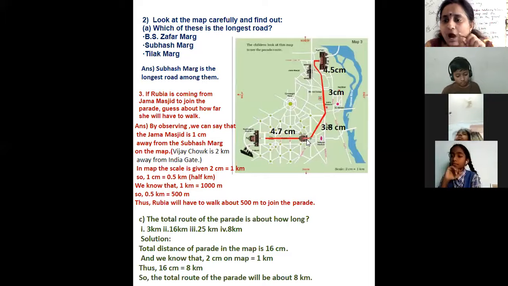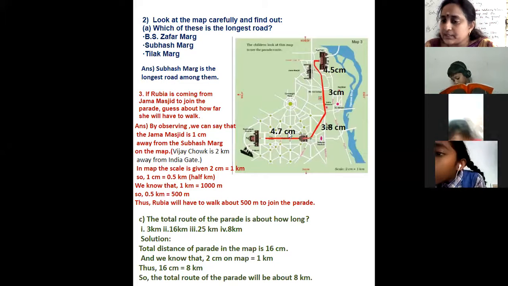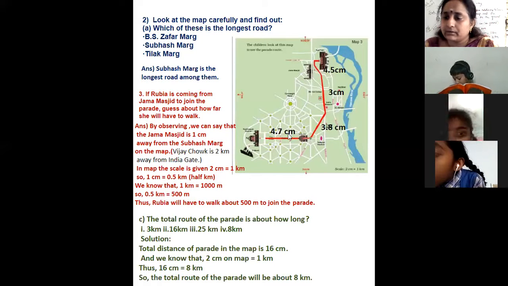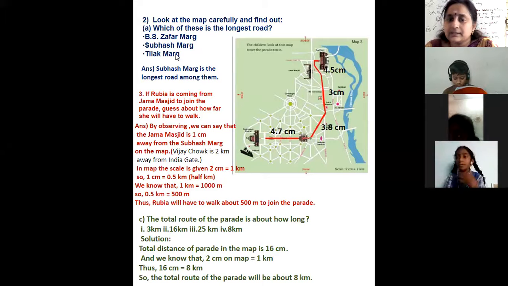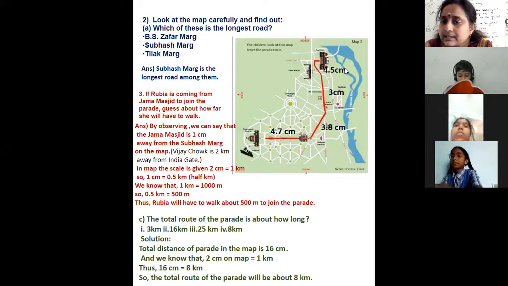In between we have a small road. India Gate to this green point we have a small road, that is 0.7 centimeters. You can check it later. Tilak Marg is 3.8 centimeters, BS Marg is 3 centimeters and Subhash Marg is 4.5 centimeters. Now, among BS Marg, Subhash Marg and Tilak Marg, which one is the longest road?